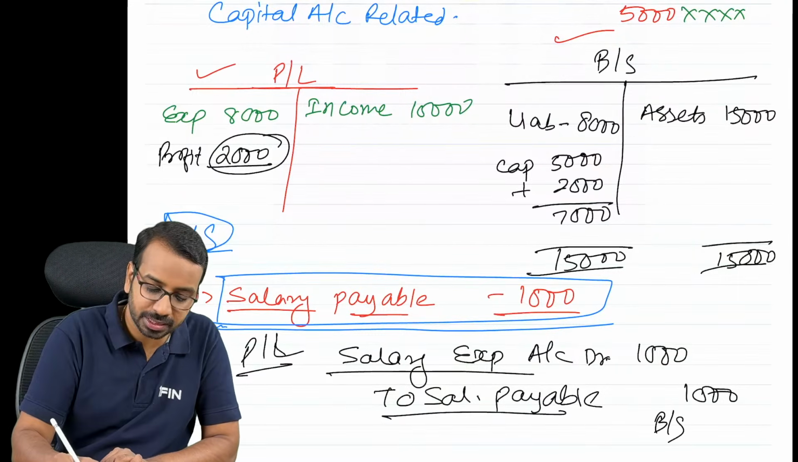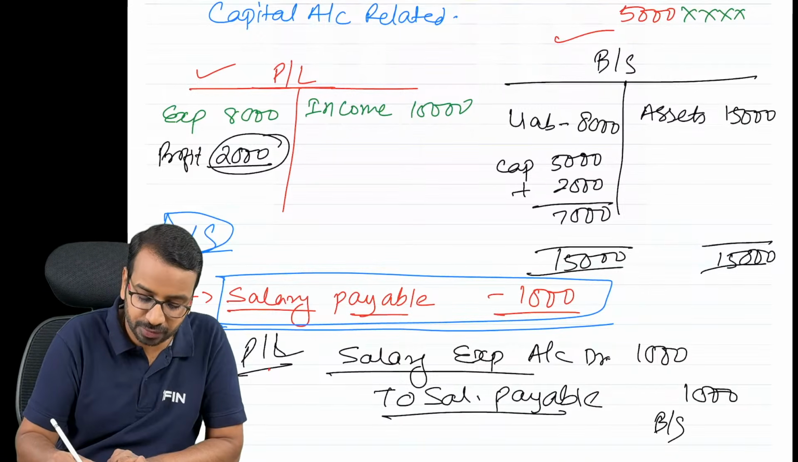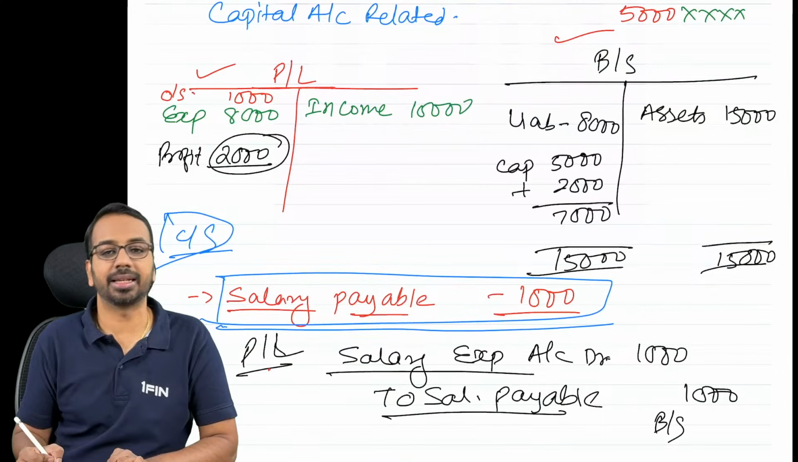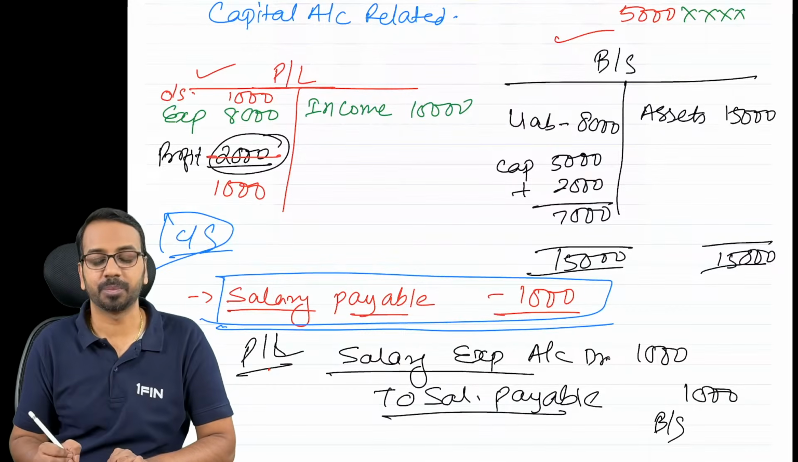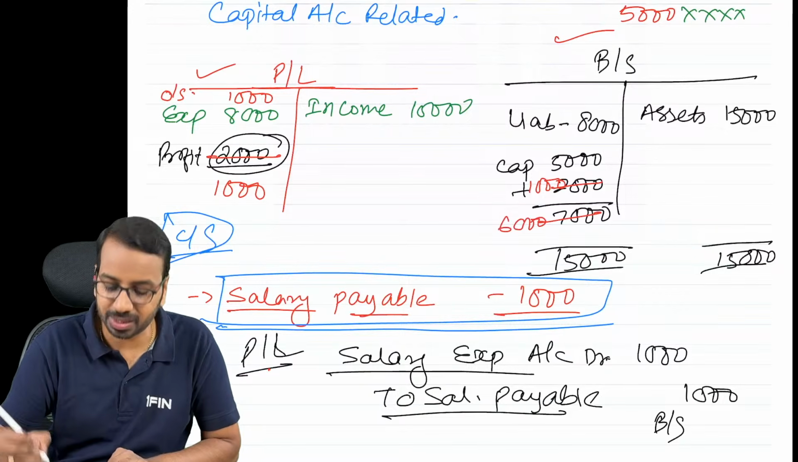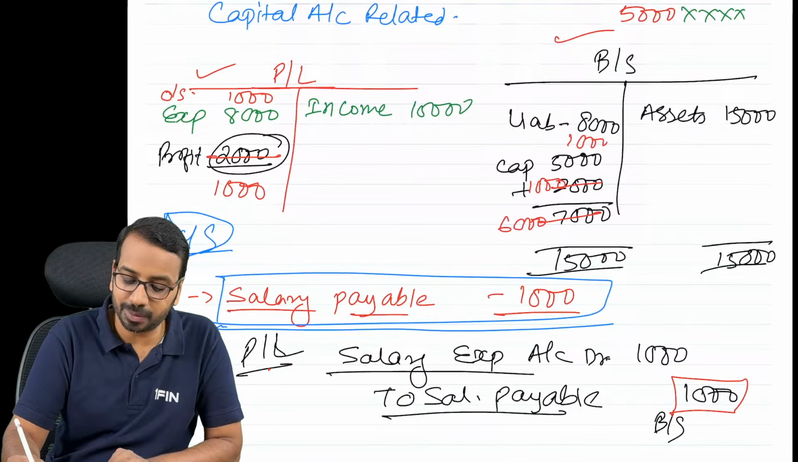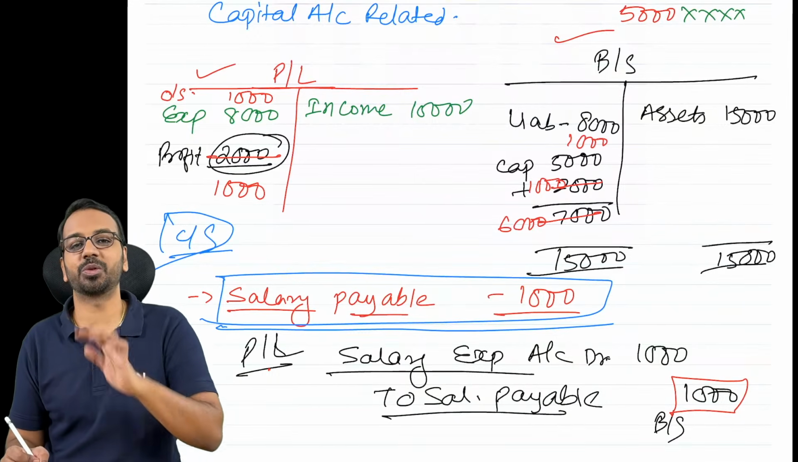So now what will happen? Let us see. Expenses will be 1,000 higher. So instead of 8,000, you have 1,000 more of outstanding salary, which means your profit will now be 1,000 lower. In the balance sheet, in the capital account, this profit will be 1,000 lower and this 7,000 will now become 6,000. Then what about this 1,000 of payable? You will show it under liabilities. See, adjustment will be done and the amounts will be tallied.